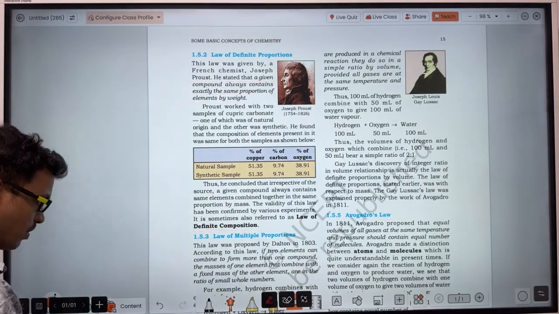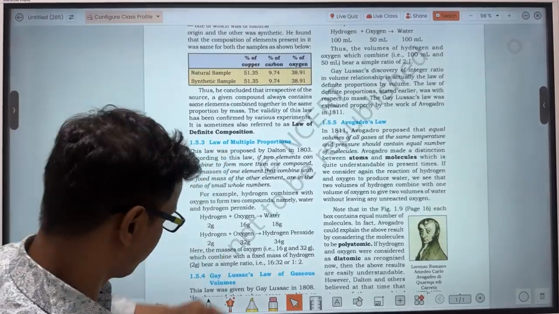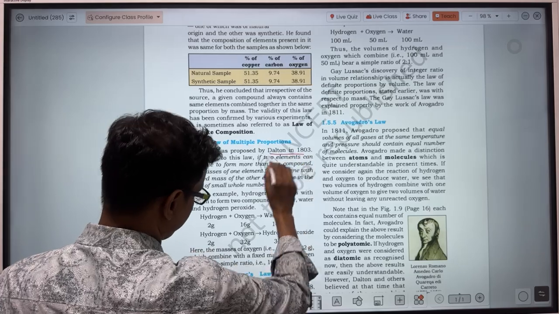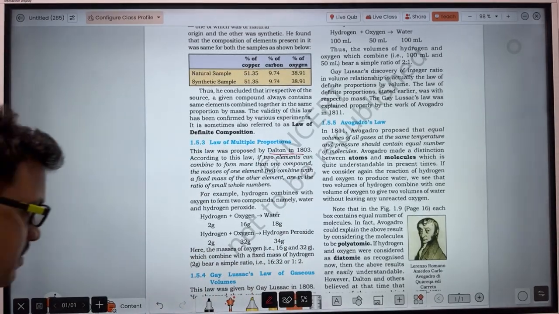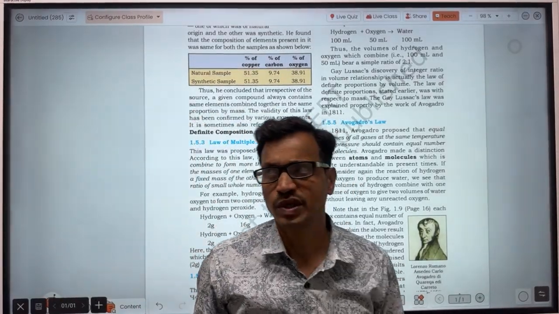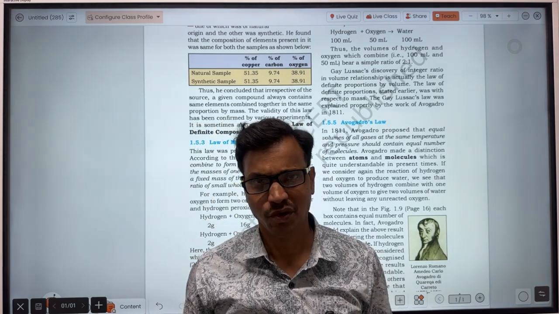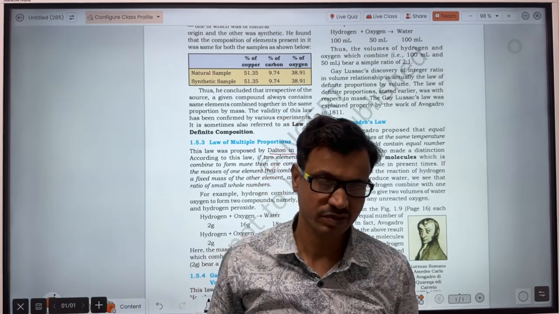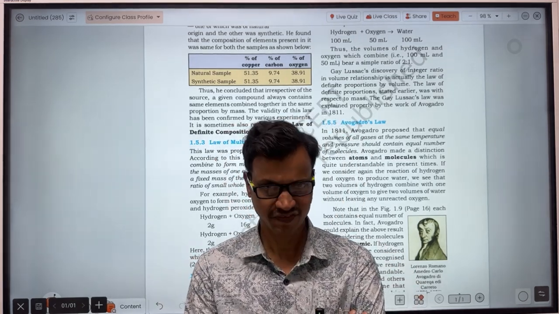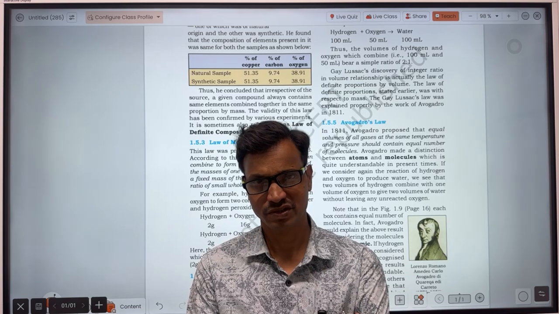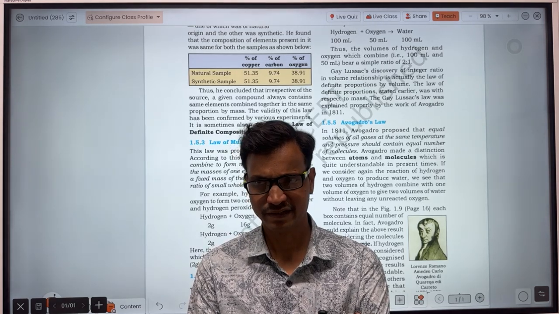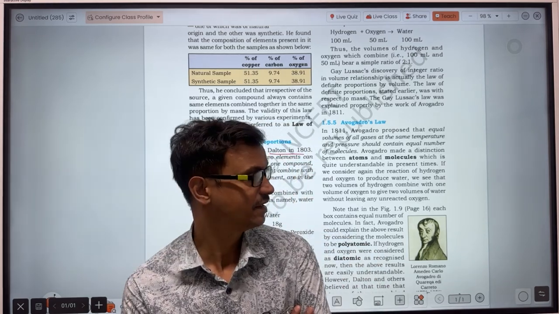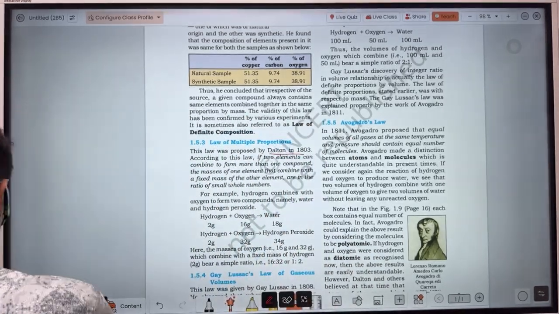Then after is the law of multiple proportion, that was proposed by Dalton. The law of multiple proportion is valid when two elements combine to form two or more compounds. When two or more compounds form from two elements, then their ratio will always be constant. Let's see an example. Through the example we discuss.